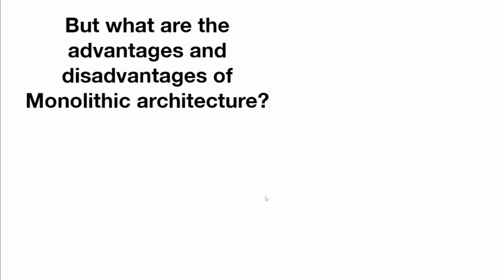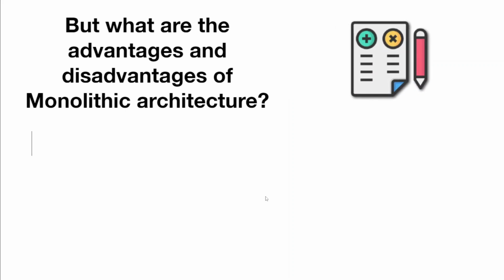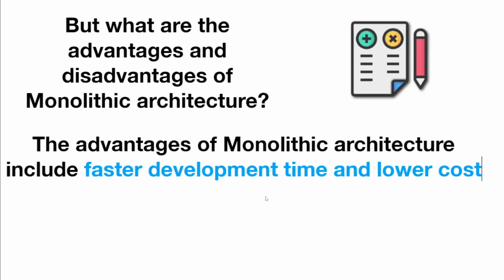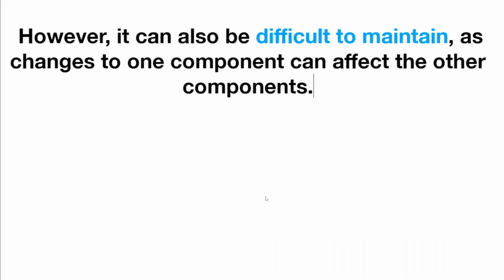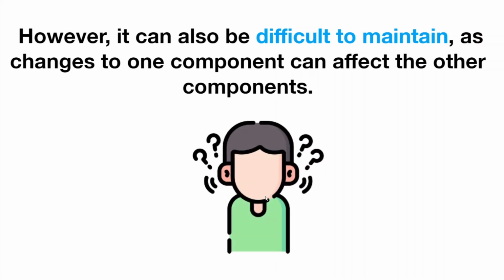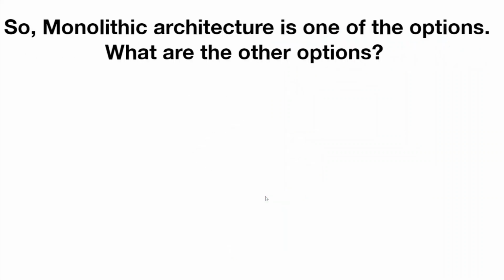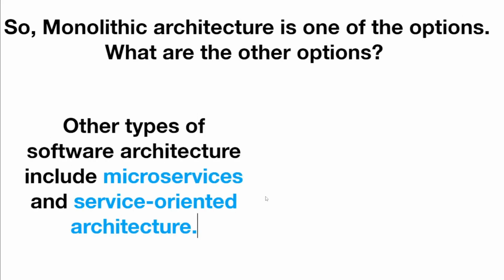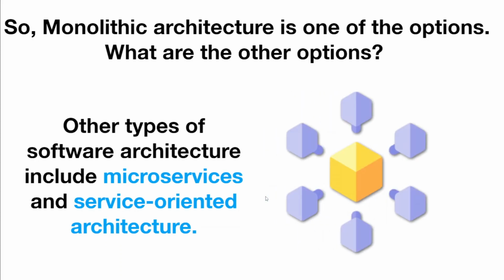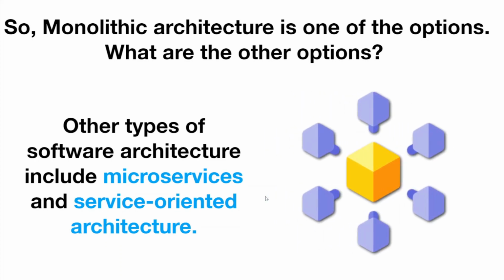But what are the advantages and disadvantages of monolithic architecture? The advantages of monolithic architecture include faster development time and lower cost. However, it can also be difficult to maintain, as changes to one component can affect the other components. So, monolithic architecture is one of the options. So, what are the other options? Other types of software architecture include microservices and service-oriented architecture.